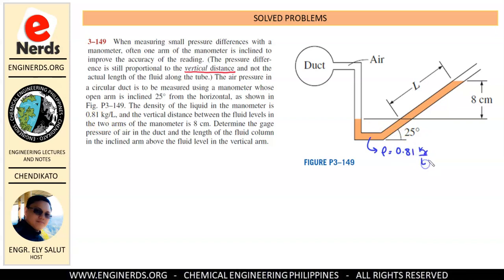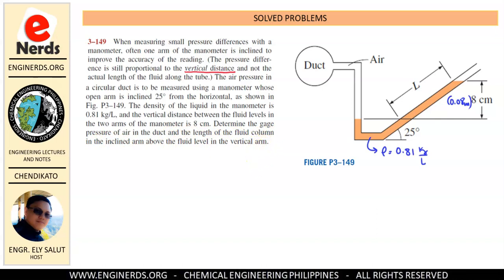kilogram per liter. And the vertical distance between the fluid levels in two arms of the manometer is 8 centimeters. So this is what we have here. Converting that into meter, it is 0.08 meter, para hindi na tayo mahirapan mamaya mag-convert. Determine the gauge pressure of air in the duct and the length of the fluid column in the inclined arm above the fluid level in the vertical arm.